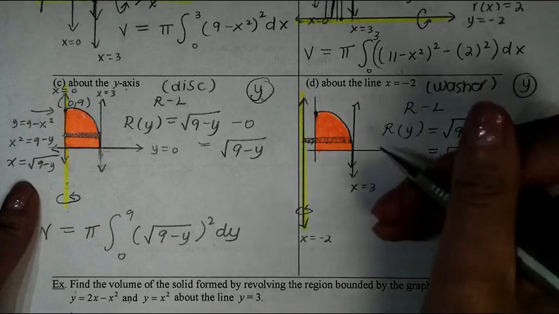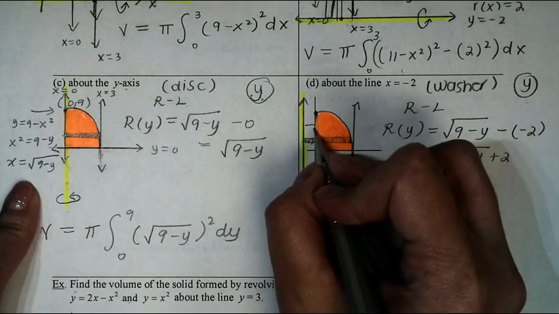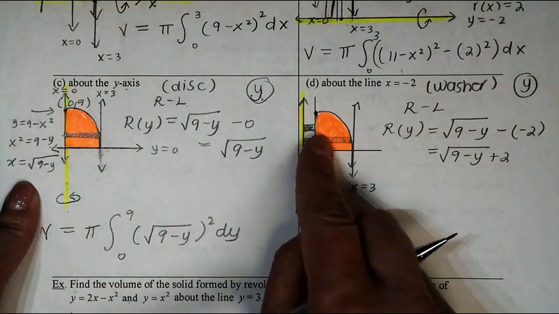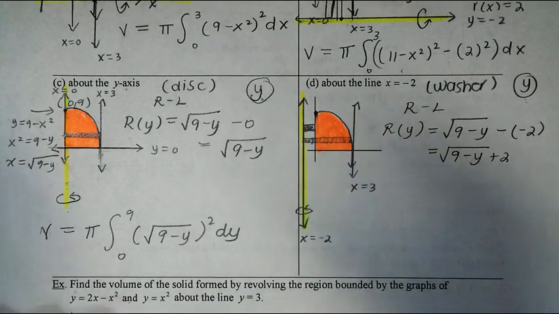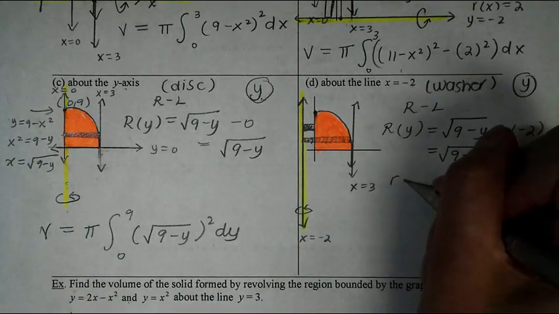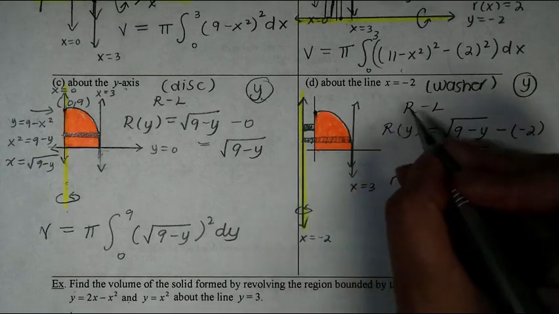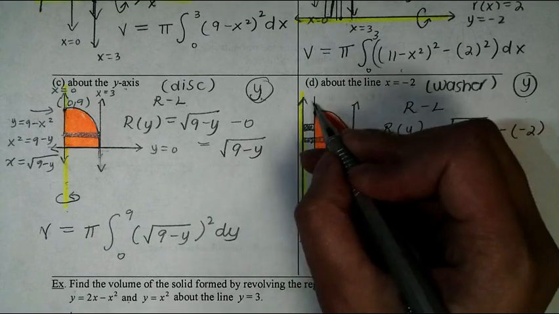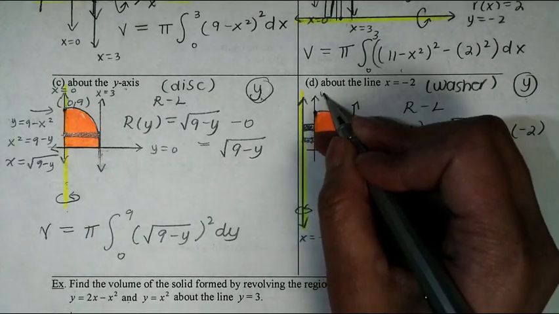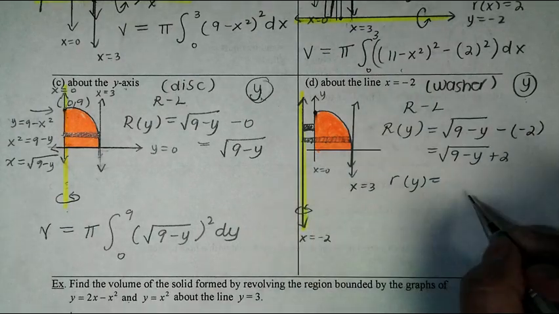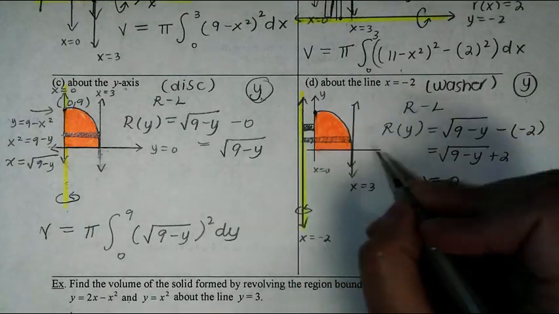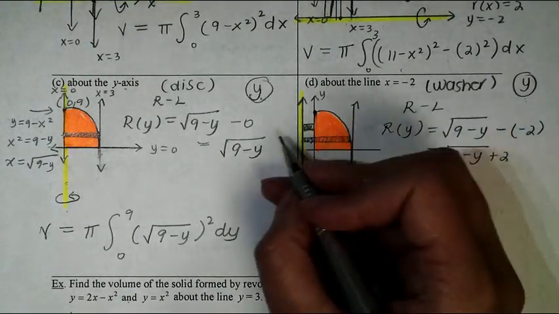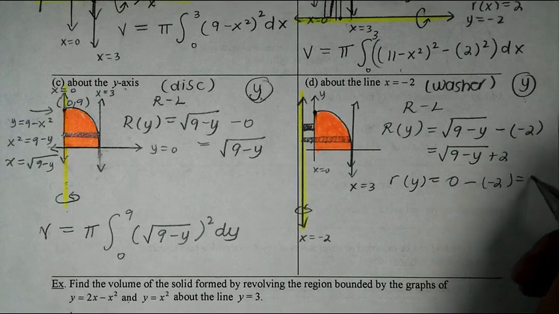Since it's a washer, you also have a small r, which is going to be the hole, the height of the hole. They are the representative rectangles that basically create the hole. So you have that little r of y is going to be equal to right minus left. The right part of that hole is going to be the y-axis, as you can see here, or x equals 0. So it's going to be 0 minus what's on the left here. The left is the axis of revolution, which is -2, so you have that this is 2.